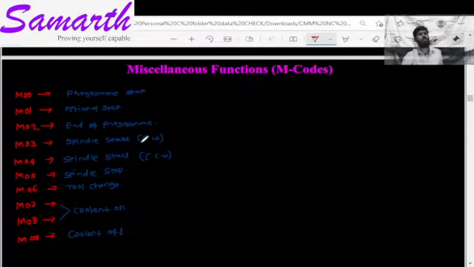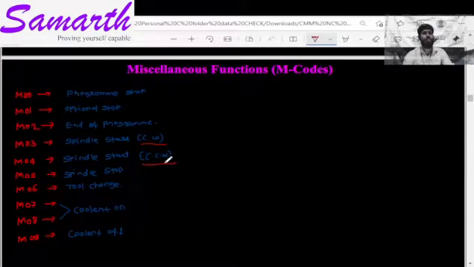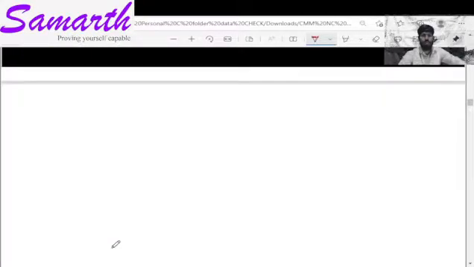M02 is end of program complete. If the operation is done, then M02 will be used. M03 and M04 are for the spindle start operations, whether we want to start clockwise or anti-clockwise, that is the only difference between M03 and M04. M05 is spindle stop, M06 is tool change, M07 and M08 are coolant on. Why are these two given? There may be multiple coolant types, let us say coolant 1, coolant 2. Then we can use these two. M09 is coolant off, if you want to stop the coolant flow.